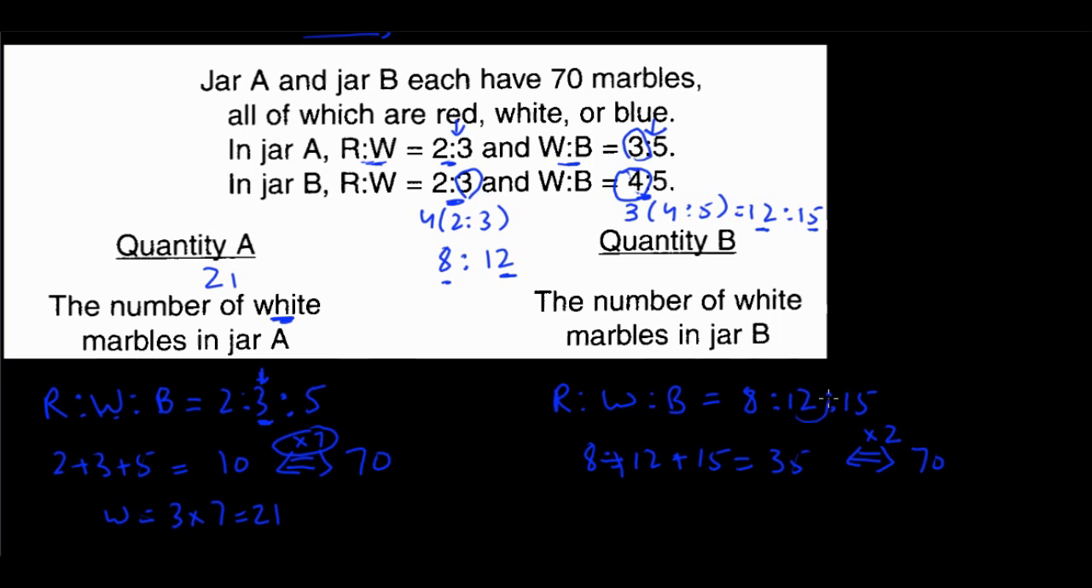The value that represents white marbles in the ratio is 12. So I take 12 times my multiplier, which is 2, and I get 24. Okay, so for column B I have 24, and that's the bigger quantity. Correct answer is B in this case.